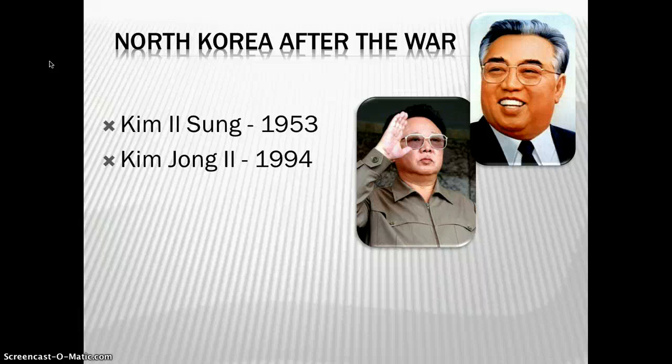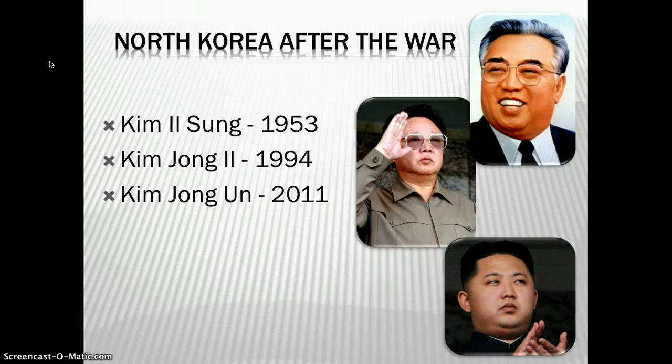Now, Kim Jong-il goes one step further than his father, not just establishing and building up the country's military power and continuing on with the cult of personality, but he then goes on to develop nuclear weapons. He wants to be a huge nuclear power in the world. He died in 2011, and his son, Kim Jong-un, ascended to power.